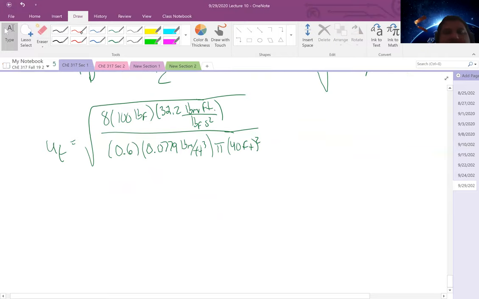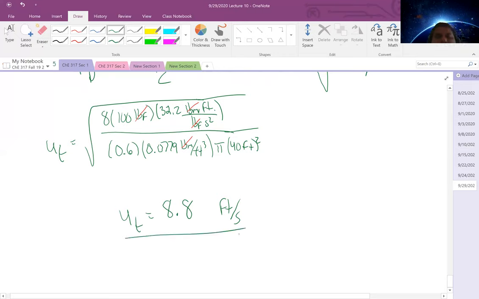If you want, we can do a quick unit check. The pound force goes away, the pound mass goes away here. I'm left with feet squared, and then I have feet squared on the top. So if I take the square root of feet squared per second squared, I'm left with feet per second. And so my terminal velocity should be about 8.8 feet per second. Any questions on that?